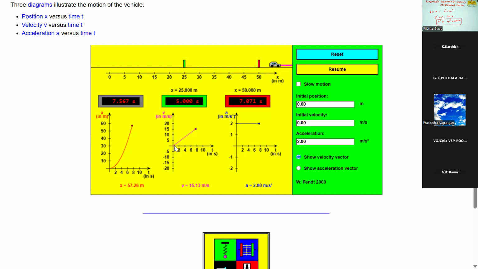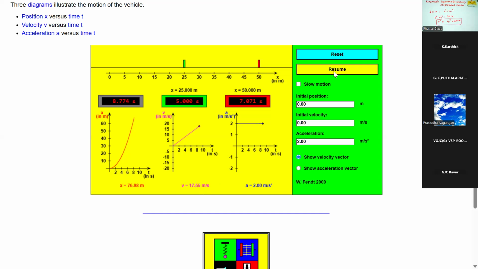So from this graph, you have seen that a straight slope line means velocity linearly changes with time. Now you can look here. So v is equal to 15.13 meters per second. Just look at that, please.